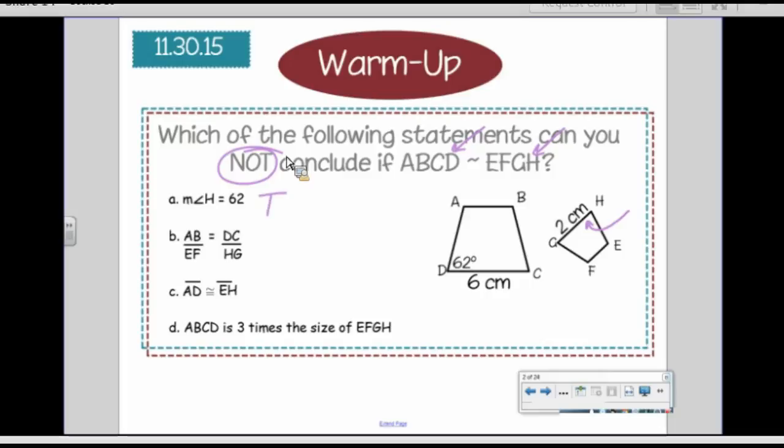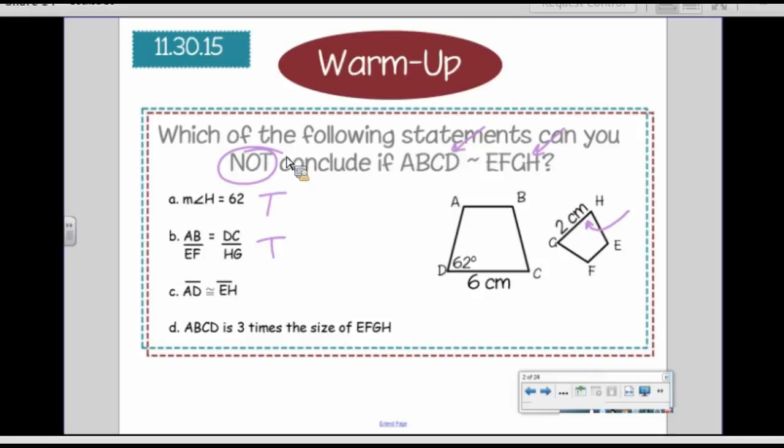Okay, B. This one's kind of tricky. It's a proportion. AB is to EF. Okay, we're doing good. First, second, as DC, third, fourth, is to HG, third, fourth. That is looking true. Looking mighty true. What? Fourth, third. Yes, but as you know, when you name a segment, the order doesn't matter.